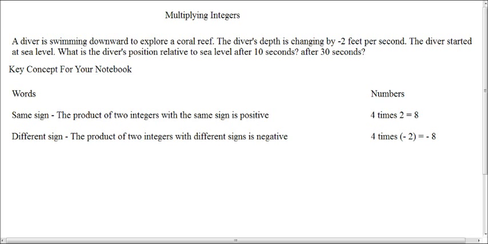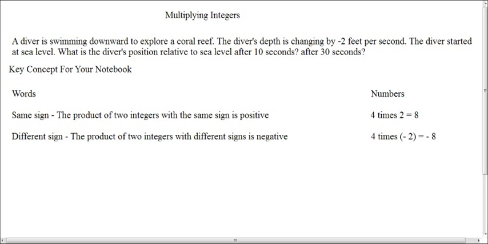But anyway, let's go ahead and just jump right in, and give you an example of why we need them. So a diver, you know what a diver is. He's somewhere in the Pacific. I like the Pacific compared to the Atlantic, but he's somewhere in this ocean and he's diving downward, to explore a coral reef. Now, the diver's depth is changing by 2 feet per second. He started at sea level.